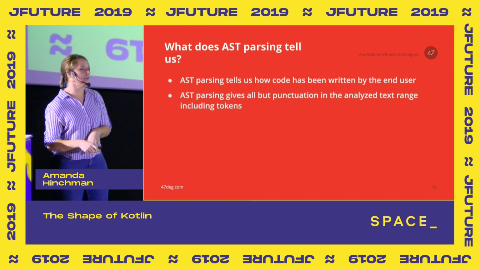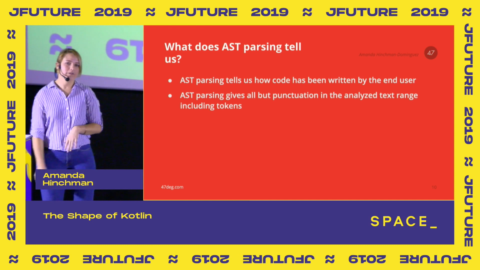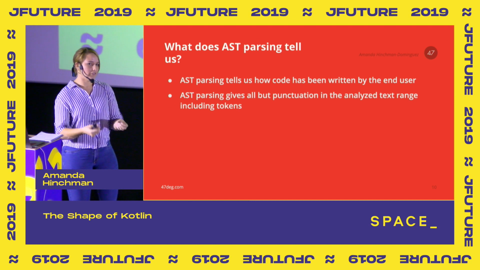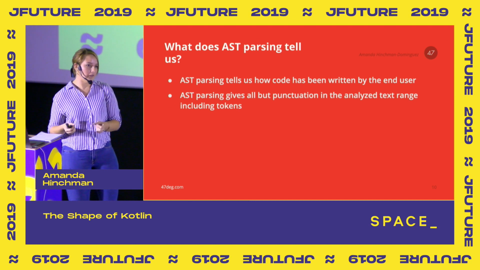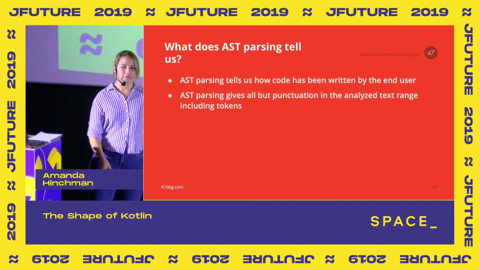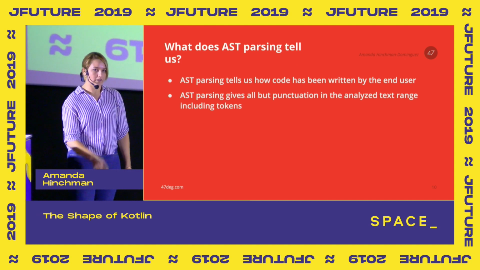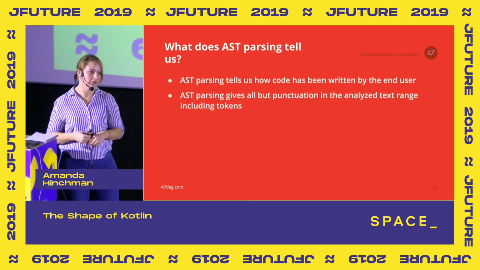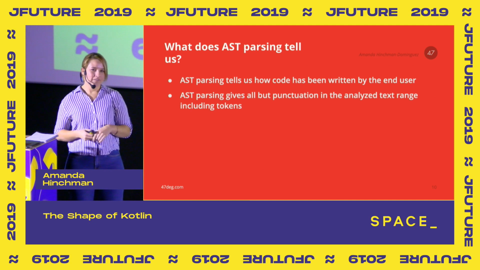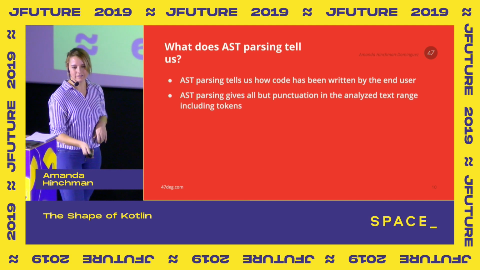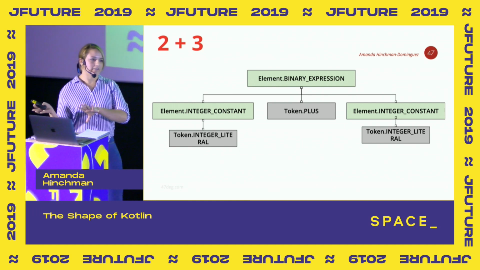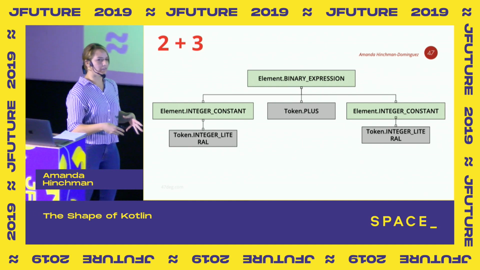What does AST parsing actually tell us? Well, AST parsing tells us the shape of the code that has been written by the end user, which is us, the developers. And AST parsing gives you quite literally everything that you would want in the code except for the punctuation itself, so semicolons and mostly parentheses. Okay, so what do I mean by that?